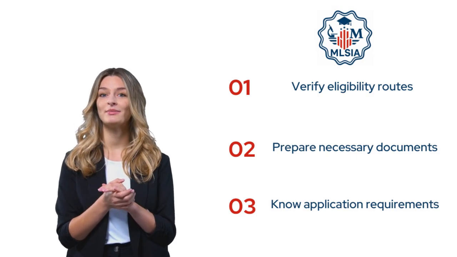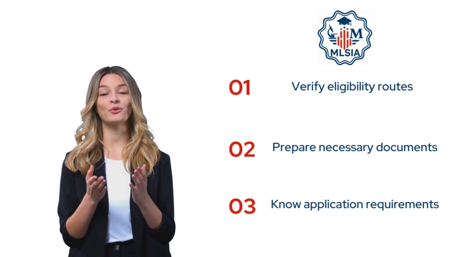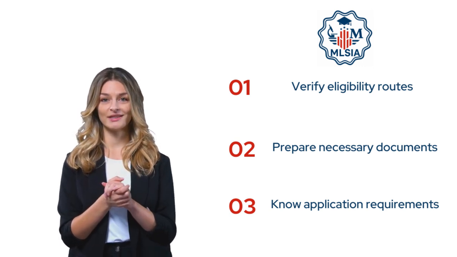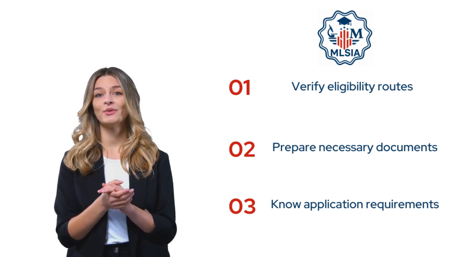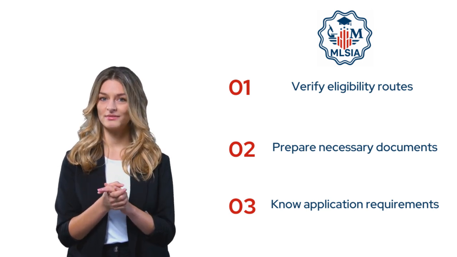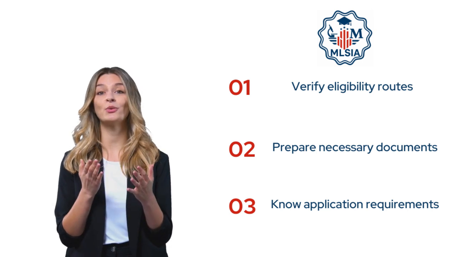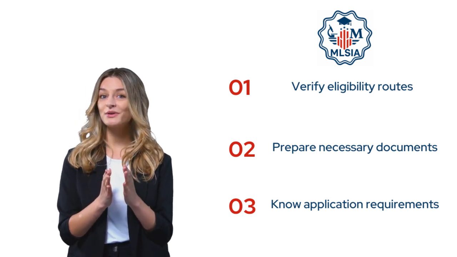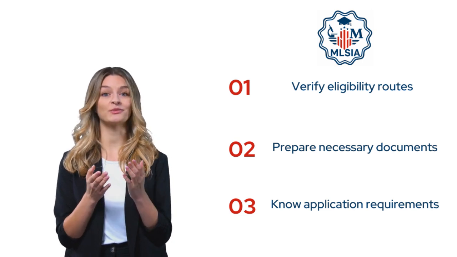Step 2. Verify your eligibility route. Each ASCP certification has multiple eligibility routes. These combine your academic education, clinical training, and professional experience. You can find these routes in the ASCP BC Handbook of Procedures or on the ASCP website. For example, MLS ASCP typically requires a bachelor's degree in medical laboratory science and completion of a NAACLS-accredited MLS program.